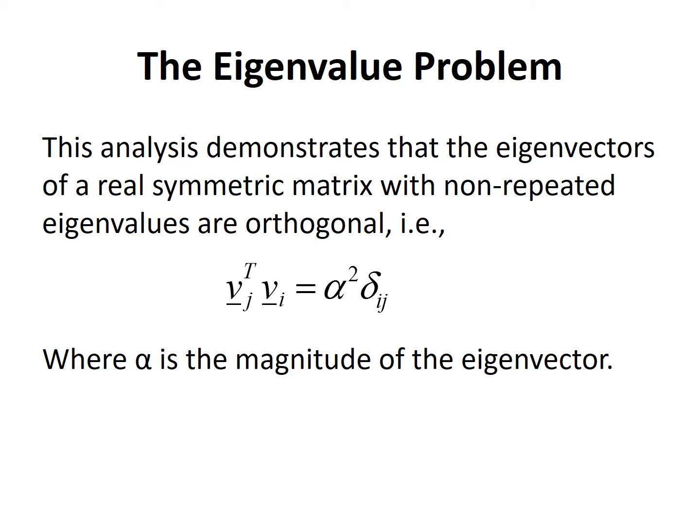The scalar alpha is the magnitude of the eigenvector. As we discussed before, the non-uniqueness of the eigenvector means that we can scale the vectors such that alpha is equal to 1.